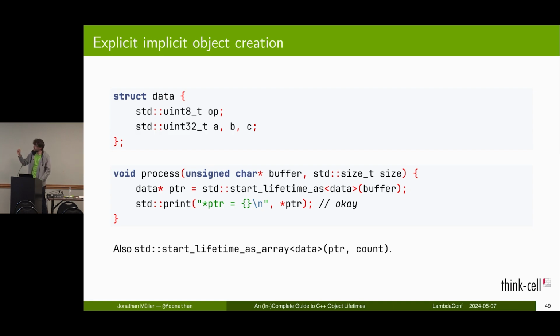The implementation of start lifetime as is a compiler built-in, it boils down to reinterpret cast, but you can actually write your own in standard code by using a memmove of pointer of size of T. Right? This copies the bytes to itself, which doesn't do anything, but because memmove implicitly creates objects, you have implicitly created an object. But you should use start lifetime as instead, it works also with const memory and stuff like that.